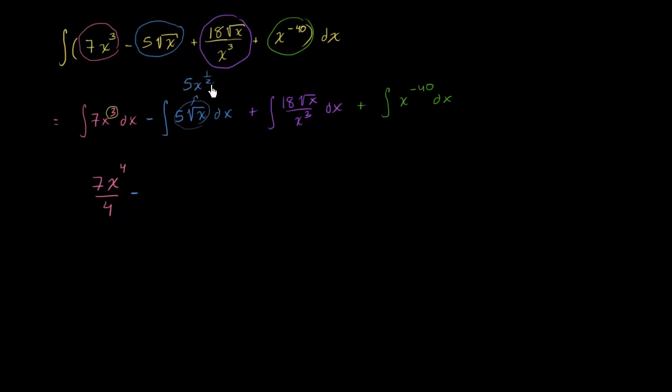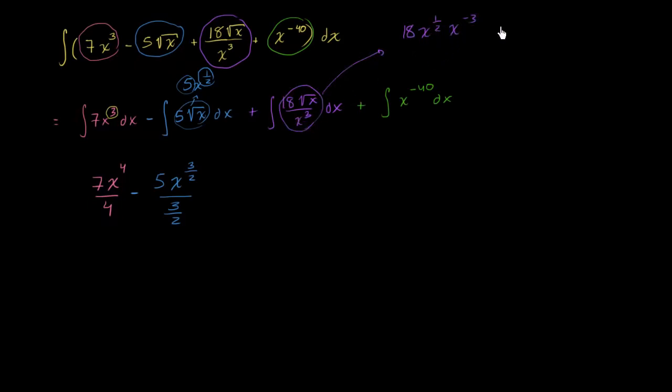And so once again, the exponent here is 1/2. We can increment it by 1. So it's going to be x to the 3/2. And then divide by the incremented exponent, so divide by 3/2. And of course, we had this 5 out front, so we still want to have the 5 out front. Now, this next expression looks even wackier, but once again, we can simplify a little bit. This is the same thing as 18 times x to the 1/2 times x to the negative 3 power. X to the third in the denominator is the same thing as x to the negative 3.